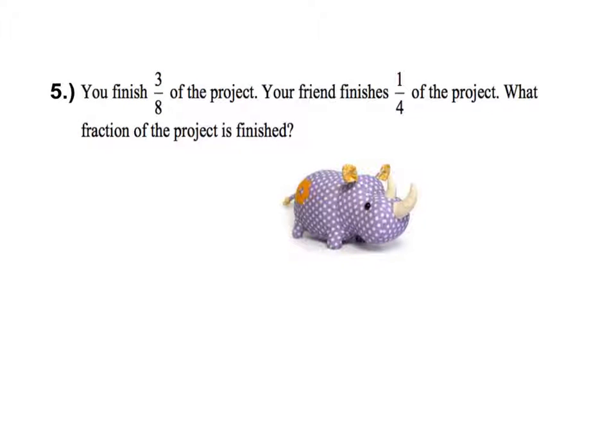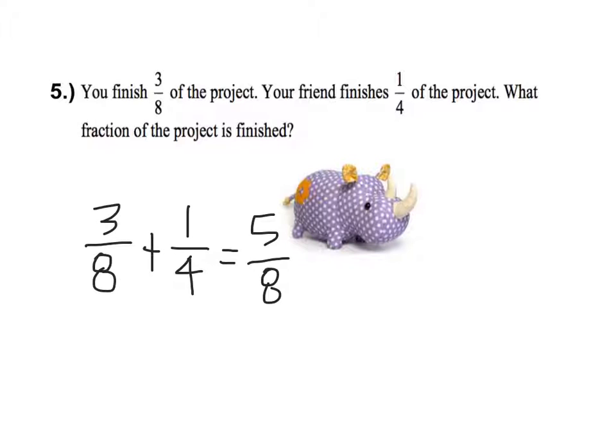For the story problem, number 5, it says, you finish 3/8 of the project. Your friend finishes 1/4 of the project. What fraction of the project is finished? Well, we're going to add together the two parts, the part that I finished and the part that my friend has finished, to get the total. So I have 3/8 plus 1/4. I can either use the calculator or compute it by hand. But either way, the final answer is 5/8.